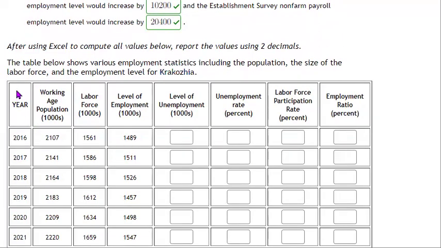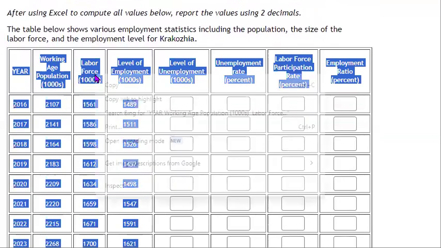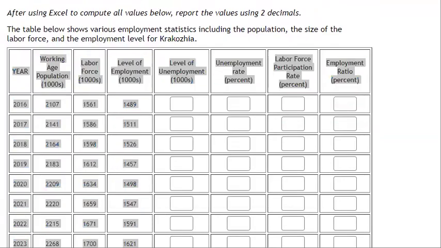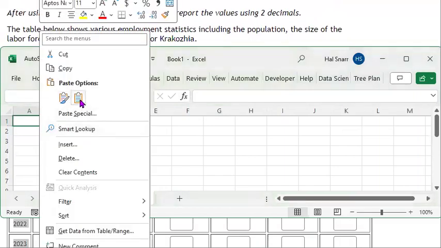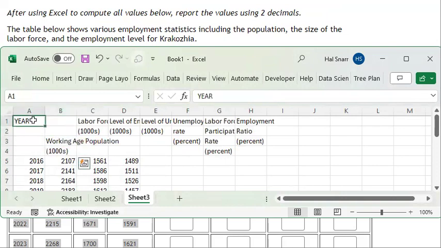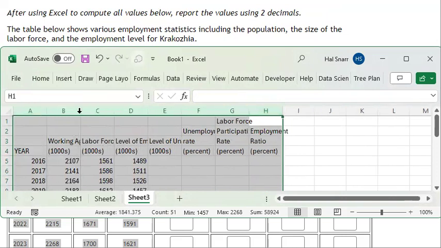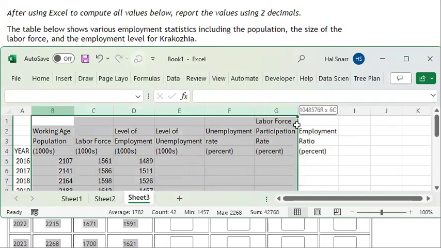And so what we want to do is copy this information to Excel to calculate the level of unemployment, the unemployment rate, the labor force participation rate, and the employment ratio. Okay, so we're going to copy this stuff to Excel. I'm going to paste it, match destination formatting. Okay. I'm going to pull all these down here. Okay, and then I'll widen it a little bit so we can see it. And let me also left justify this.